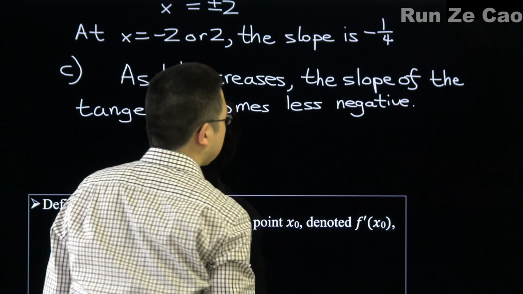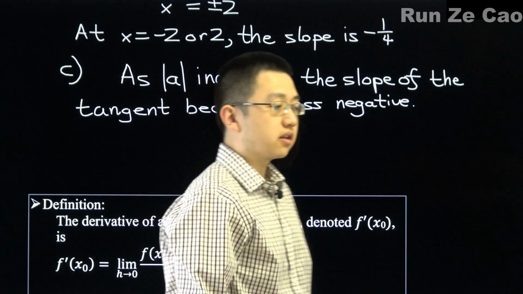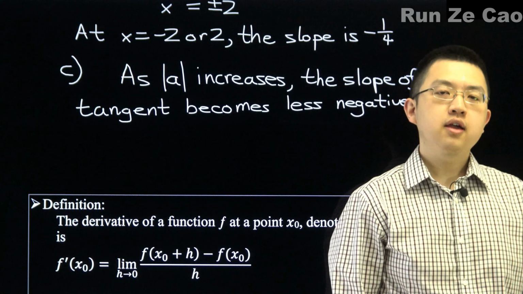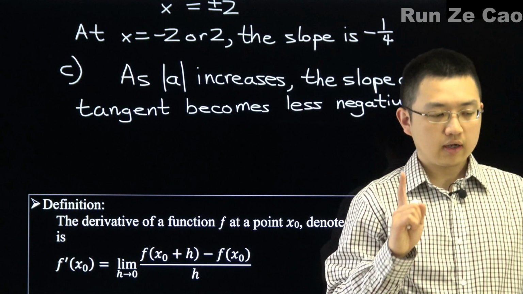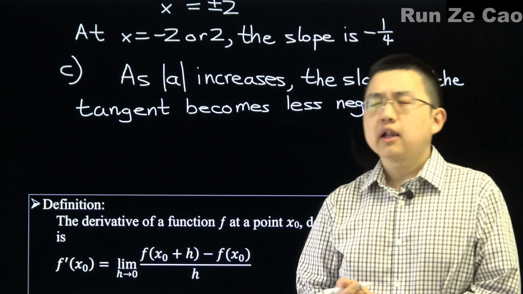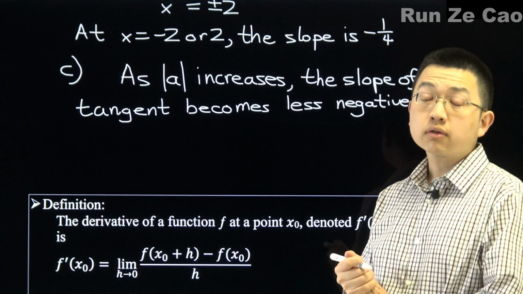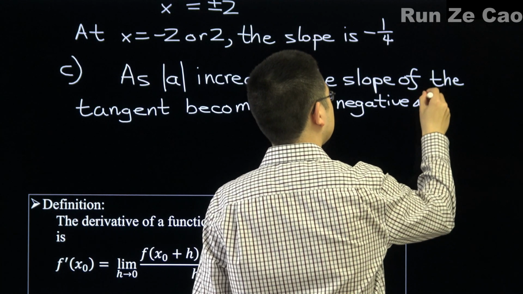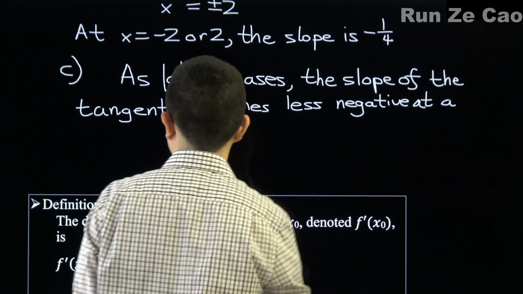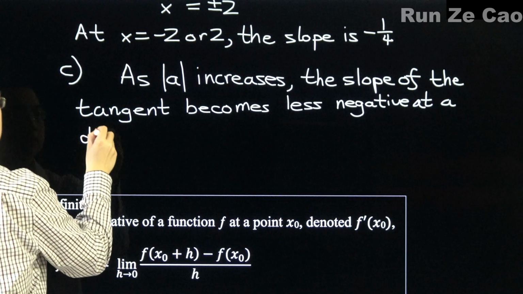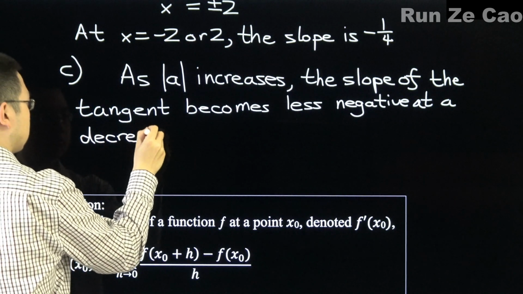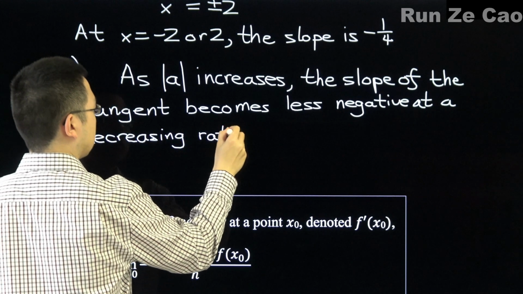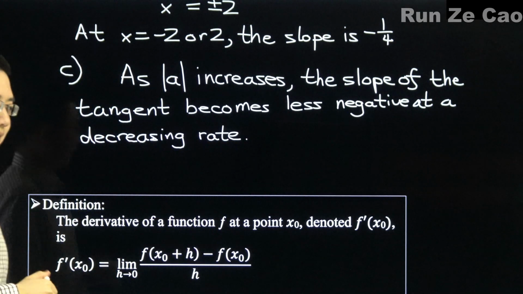Now this kind of strongly implies the converse, as in as absolute value of a decreases, the slope of the tangent becomes more negative. Wait a second. Less negative at an increasing rate or a decreasing rate? Decreasing rate. Okay.